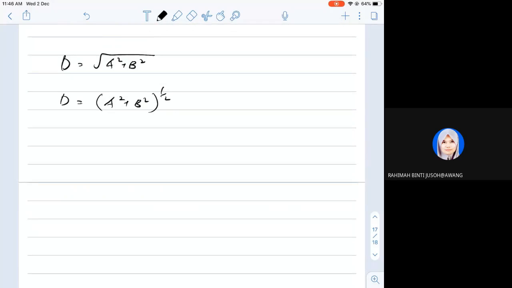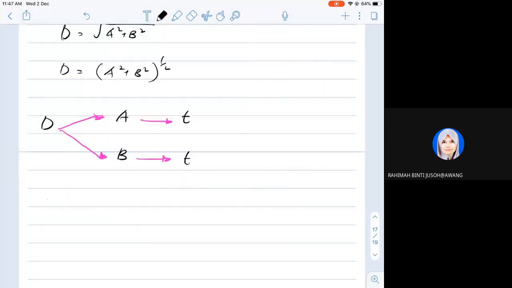Okay, so now the chain rule. D consists of variables A and B, and A consists of variable T, because it is per hour, with respect to time. So we have two branches here, and then one branch here. dD over dt equals del D over del A, and then del D over del B, times dA over dt and dB over dt, of course.